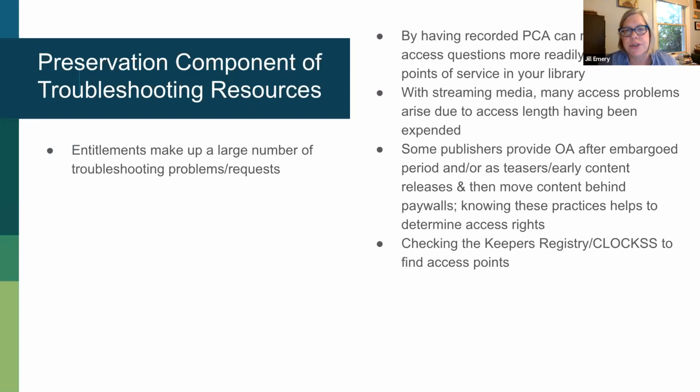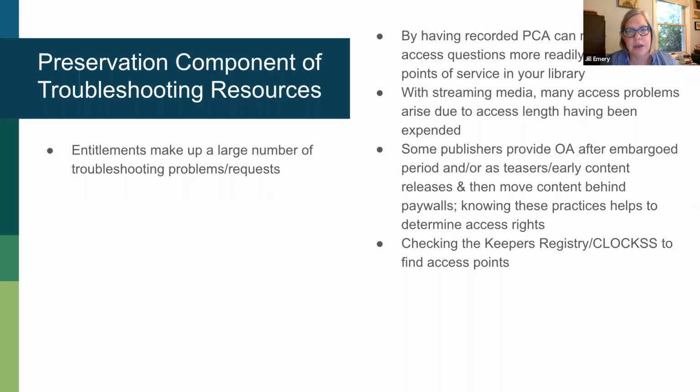In regards to troubleshooting resources, having the post-cancellation rights recorded somewhere in your library management system allows you to determine most readily what your holding entitlements are. And this is often a big question that comes up with troubleshooting: do I really have access to this? Being able to readily pull up that information and have it available to a wide swath of library staff is critically important when trying to help patrons get access to content.